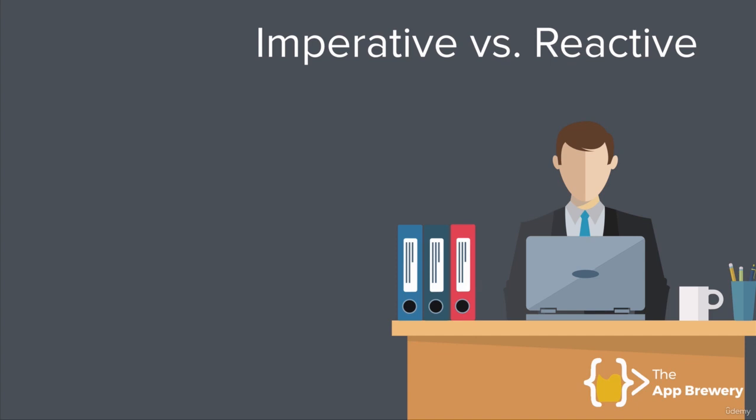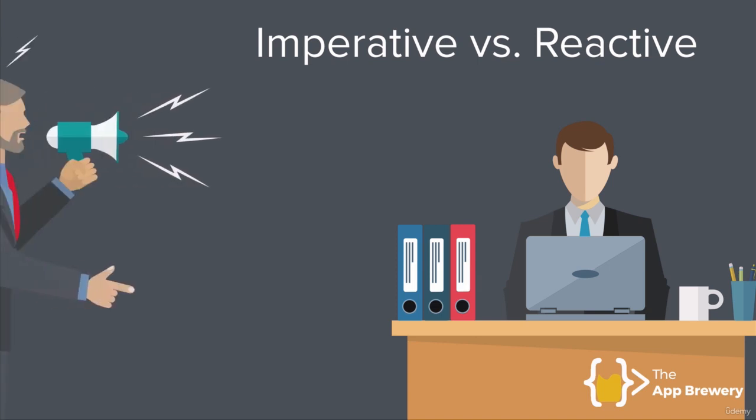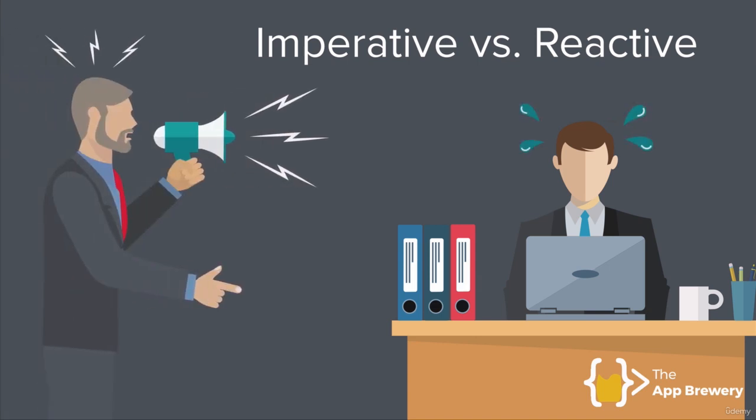Now, when we think about Flutter, though, a really important thing to consider is the difference between imperative programming and reactive programming, because traditionally native apps are built with imperative code. So it's kind of like you have a boss who tells you what to do. Today you have to, I don't know, write this report and you have to write it now. Where's that report? What's happening?